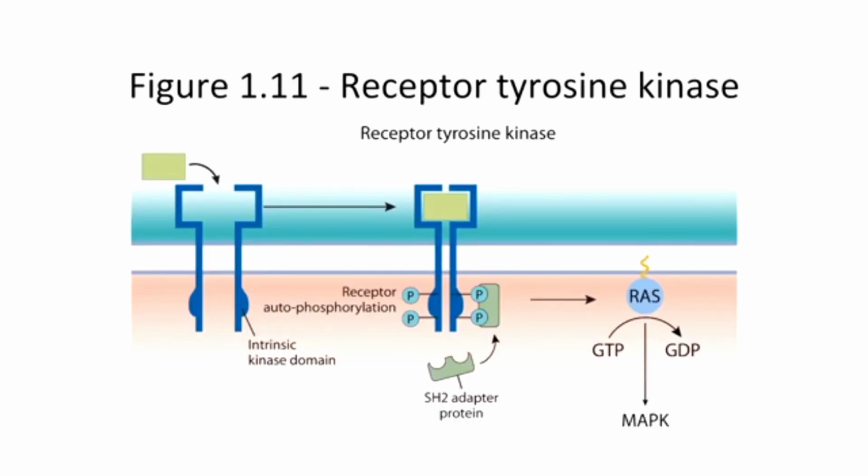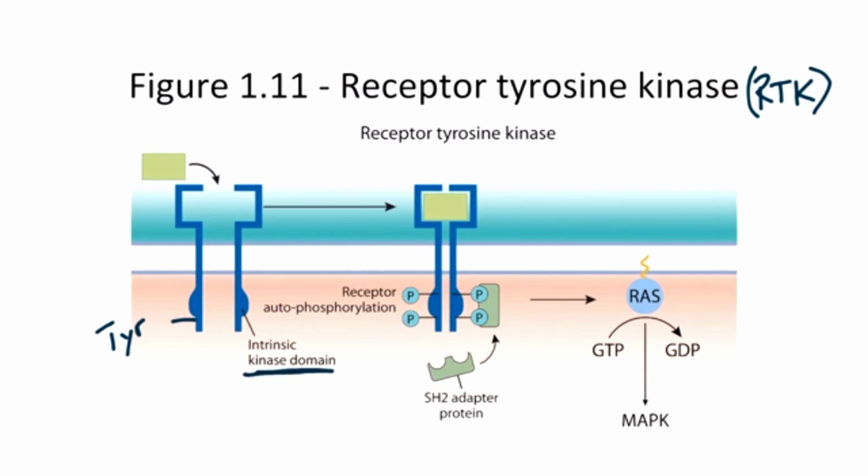This is figure 1.11 from your text, which shows a receptor tyrosine kinase, sometimes abbreviated RTK. And RTK acts as a receptor and also has an intracellular enzymatic function. This enzymatic portion contains the amino acid tyrosine. More specifically, the enzymatic portion of the RTK acts as a kinase, hence the name receptor tyrosine kinase. We can see the intrinsic kinase domain right here.